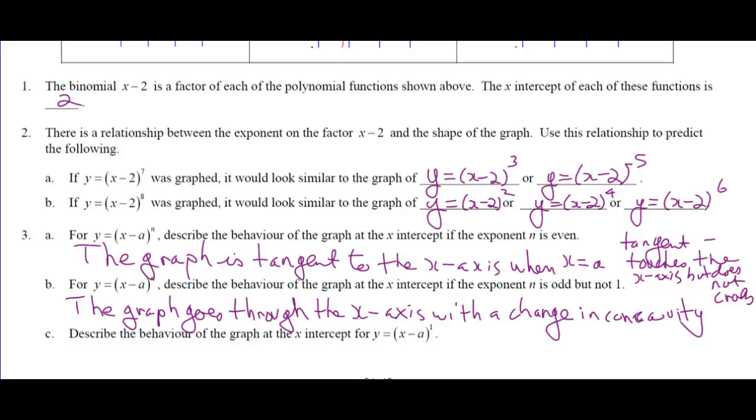Describe the behavior of the graph at the intercept. You can read that. What does it do?